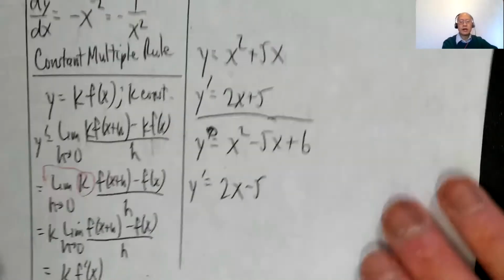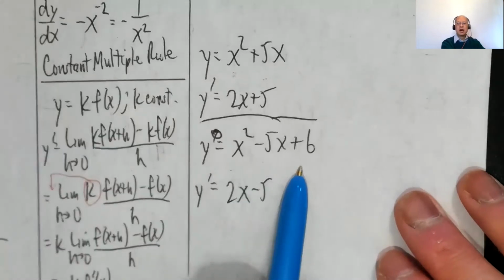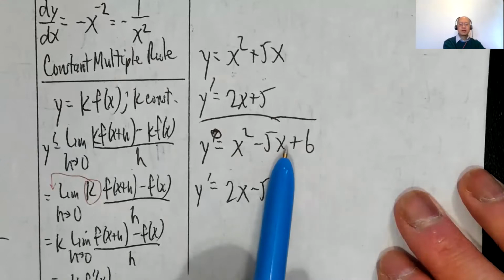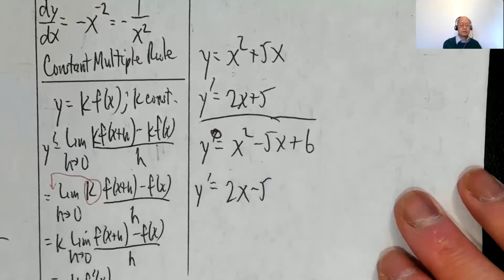Okay. But if y is x squared minus 5x plus 6, just give me the derivative of this, 2x, plus the derivative of this, -5, plus the derivative of 6, which is 0. So just stop right after that.